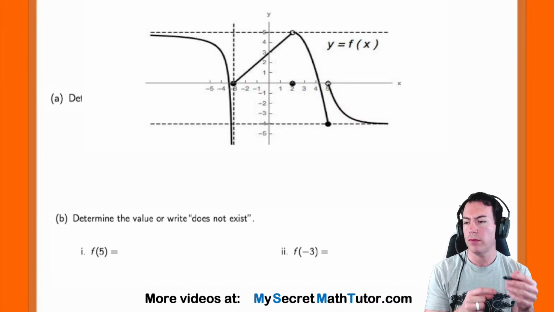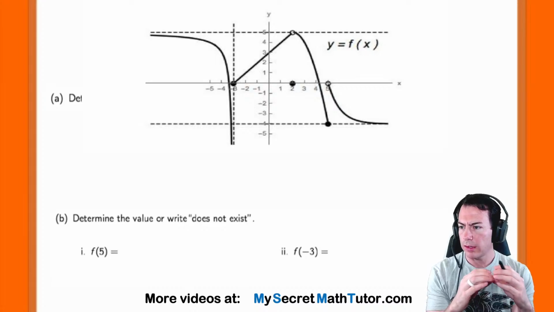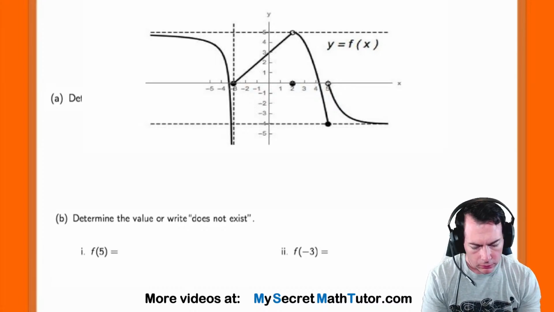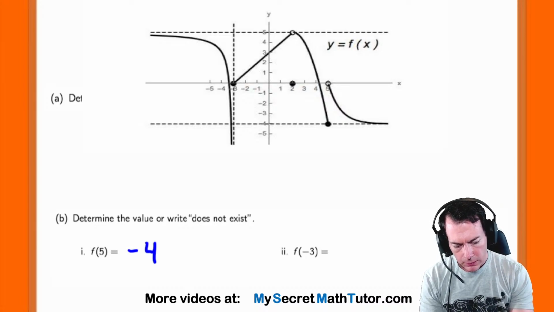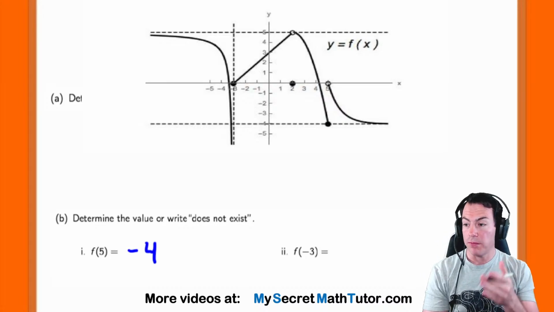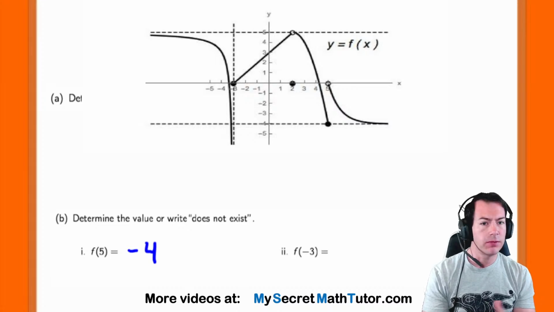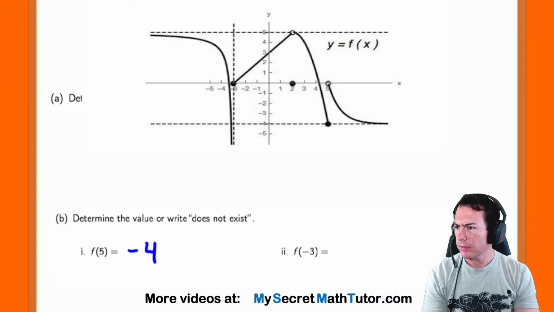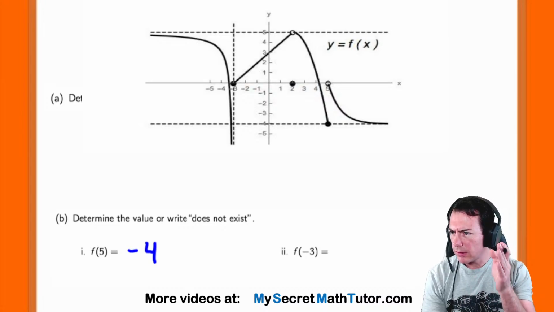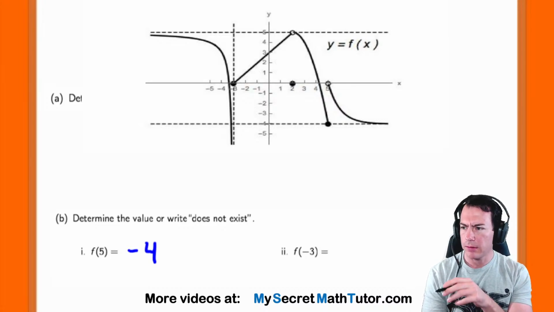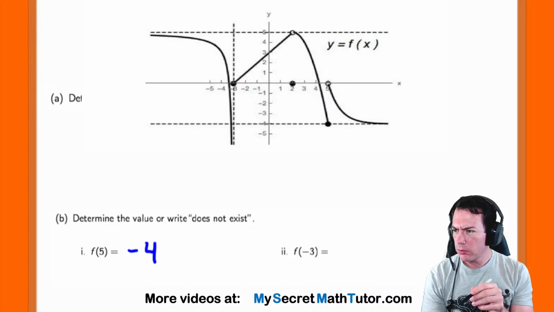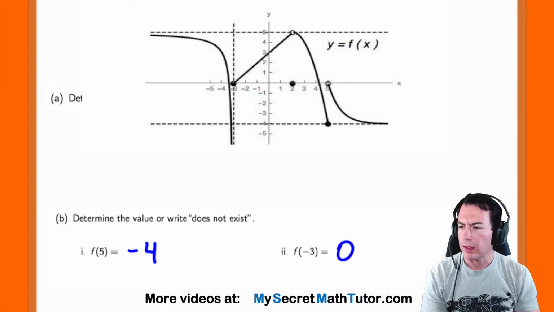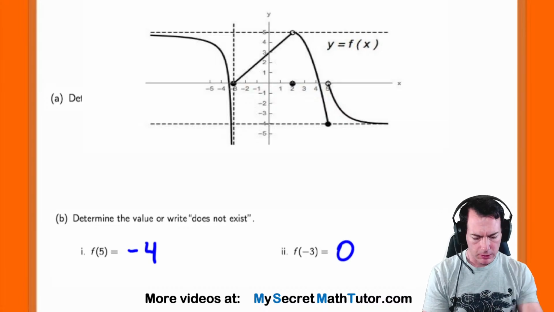f of 5 actually has two candidate points. You'll see that it has a hole right along the x-axis, but then it has a solid circle right at negative 4. So that's the answer we're going to put for this one, because that is the actual value of the function at that x value. When x equals 5, f of x equals negative 4. Let's see, what's happening at negative 3? At negative 3, we have this dotted line that goes up and down. That's probably because of the asymptote on the left. But it does approach the value of 0. In fact, we see another solid circle at 0. So that's the value we're going to put there. Awesome. All right, continue on.